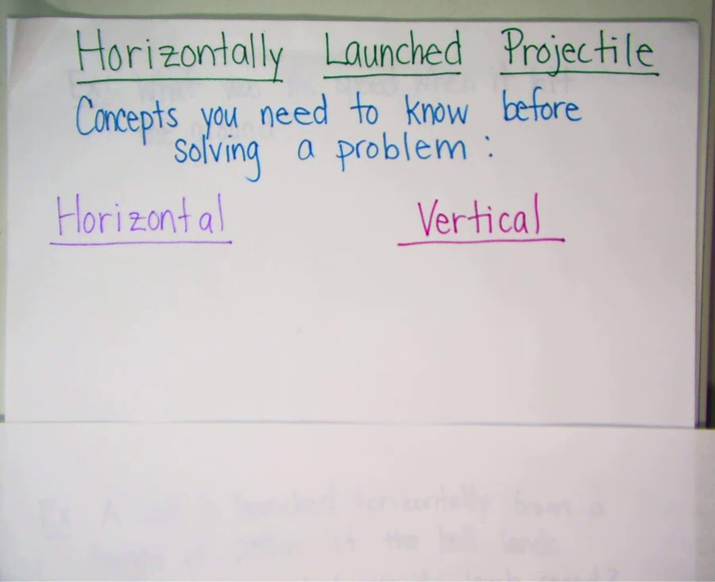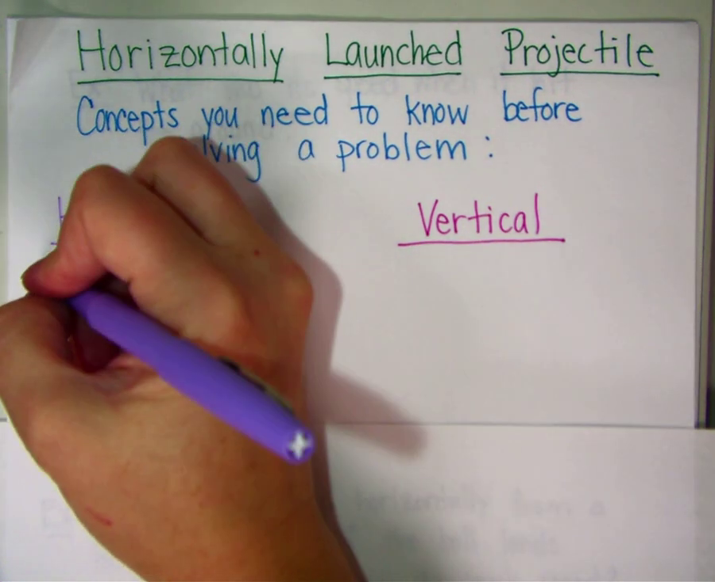A horizontally launched projectile is something that starts from some height and is launched and it ends up falling downward. That makes half a parabola shape. Some horizontal components that you need to remember.